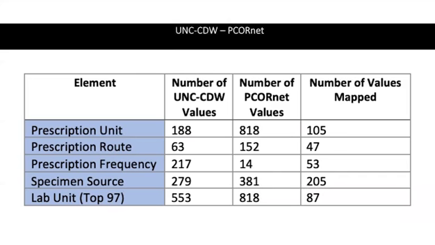Just for clarification, if we take prescription unit, the way I'm interpreting this is there are 188 fields associated with prescription units in CDW, whereas in PicoNet there are 818 fields associated with prescription values. Yeah, values. They could be discrete values, right? And so you try to map those 818 fields to CDW or vice versa. Like, what are the common mappable fields across prescription units?